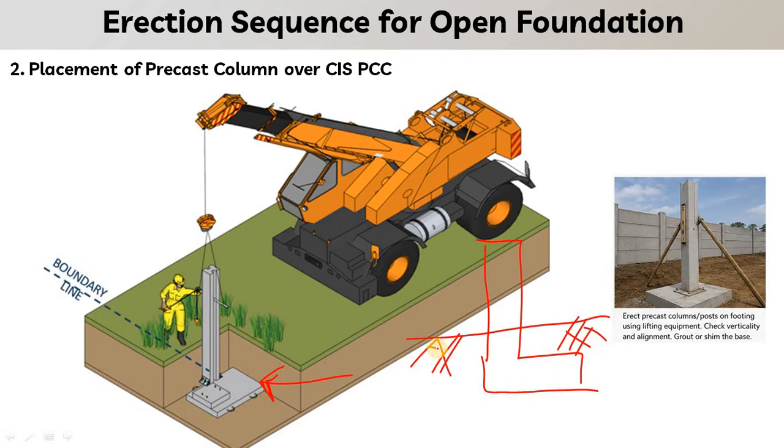So in the second step, we can see the placement of the precast column over the cast in situ PCC. Above the PCC, we have already placed our precast foundation, and above the precast foundation we are connecting the precast column. Either it can be a single unit precast column with foundation.